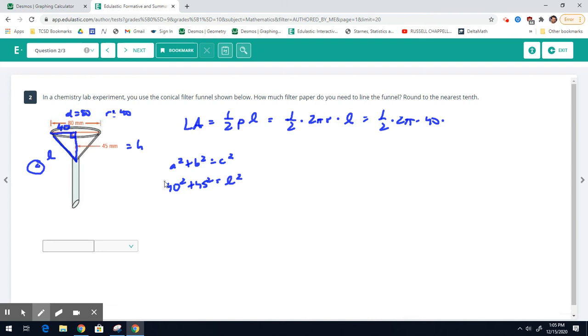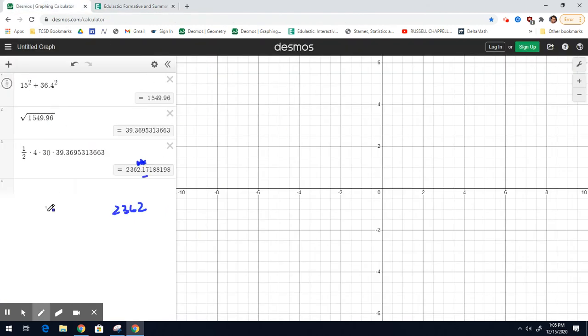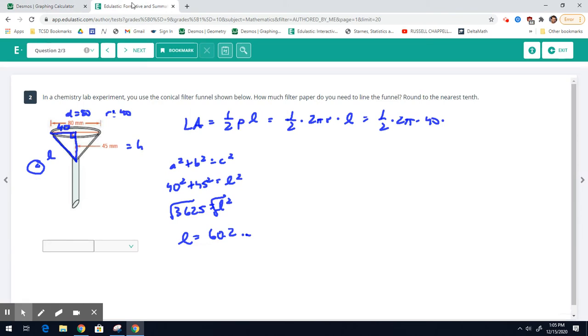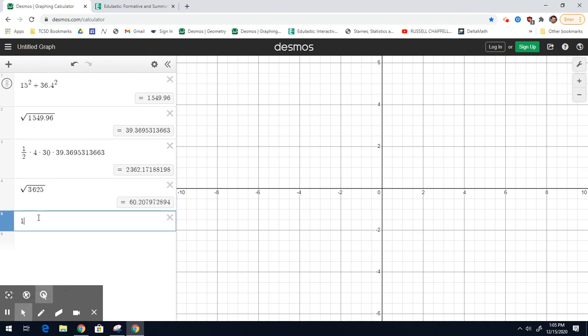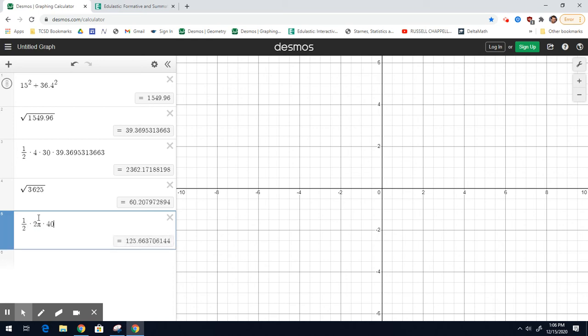We're going to square those. I know they'll come out nice. I got 3625 equals L squared. And now I'll take the square root of that. For L, don't round, I got 60.2, blah, blah, blah. So that slant height is going to go in place of the L here. This number goes right there, 60.2, and we're going to multiply that out. 1/2 times 2 pi times 40 times that slant height.